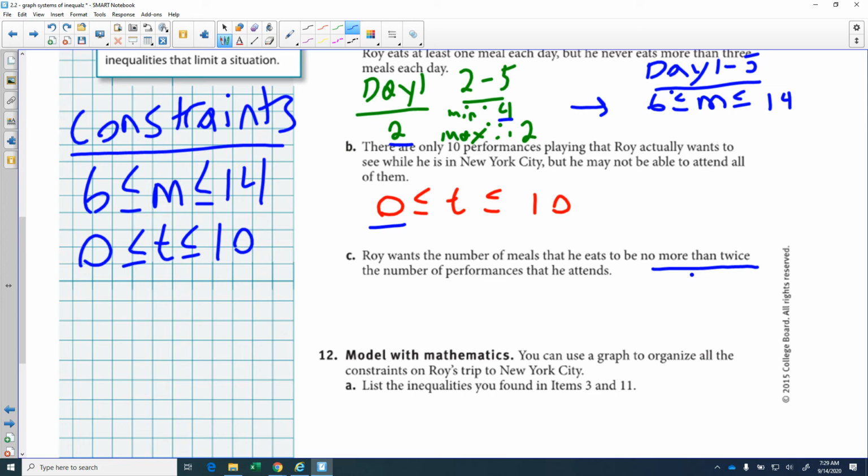So what I want to be able to do is, if I take 2 times my meals, that has to be less than or equal to the amount of performances I see. Okay? So now that would make sense. If I want 7 meals, then I can have up to 7 tickets because that would give me 14 meals for every 7 tickets, right? So there's our other constraint, 2 meals to our tickets.